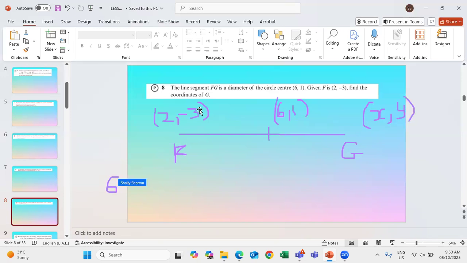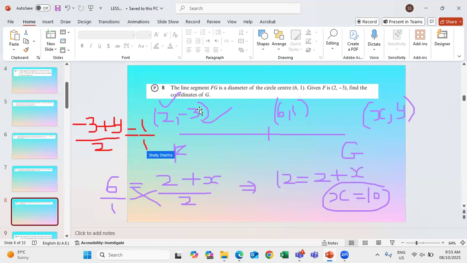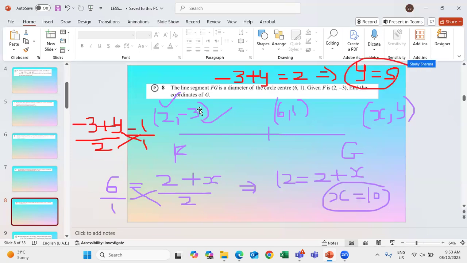So what we can do is, the midpoint x value, which is 6, is equal to the x values of the two points, so 2 plus x divided by 2. Again cross multiply. So 12 is equal to 2 plus x. So x is equal to 10. That is the first part. For the second value, it will be minus 3 plus y over 2, and that is equal to 1. Again cross multiply. So -3 plus y is equal to 2, and y is equal to 2 plus 3, which is 5. So the point will be (10, 5).